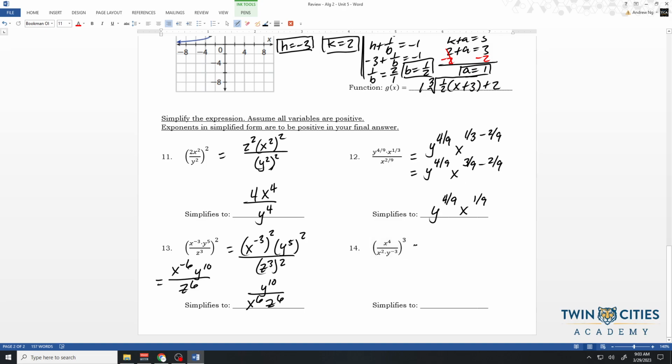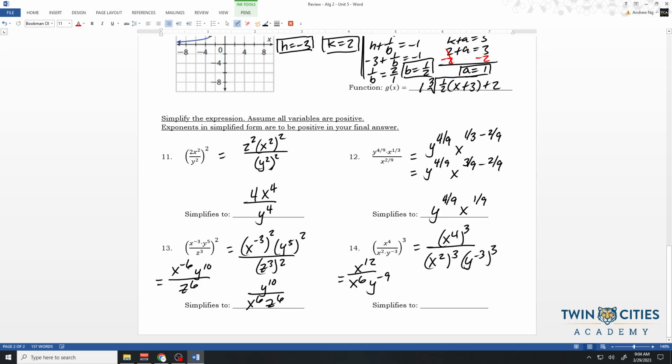And lastly, number 14. Same thing here. Let's bring everything to the power of 3. So this will be x to the 4th to the 3rd power over x squared to the 3rd power, y to the negative 3rd to the 3rd power. Over here, x to the 12th over x to the 6th, y to the negative 9th.